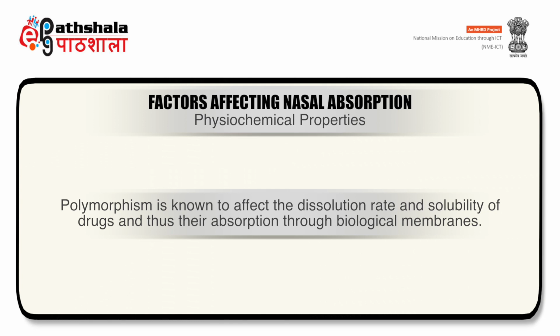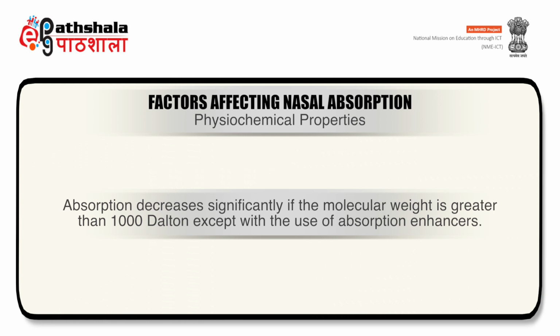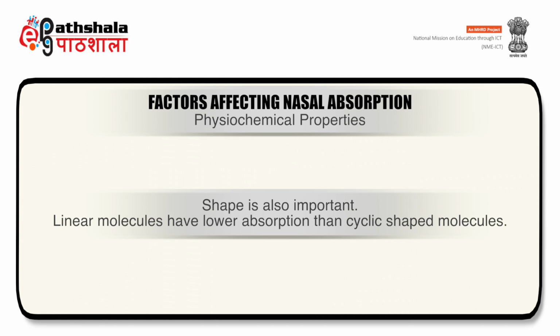Polymorphism is known to affect dissolution rate and solubility of drugs and thus their absorption through biological membranes. Absorption of drugs with molecular weight up to 300 Dalton is inversely related. Absorption decreases significantly if molecular weight is greater than 1000 Dalton except with the use of absorption enhancers. Shape is also important. Linear molecules have lower absorption than cyclic shaped molecules.